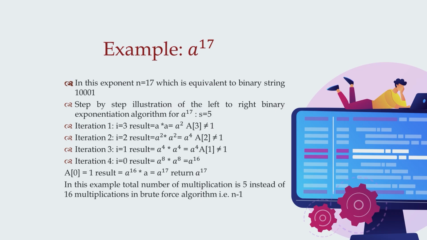Here the string is 1 0 0 0 1, and the indices start from 0, 1, 2, 3, 4. So a[3] means 0. So a[3] is not 1.